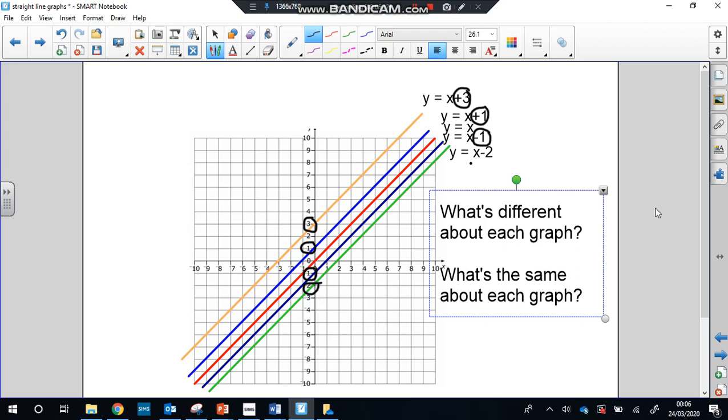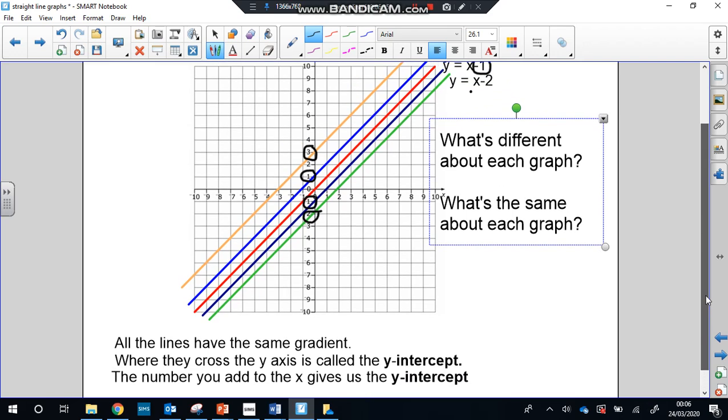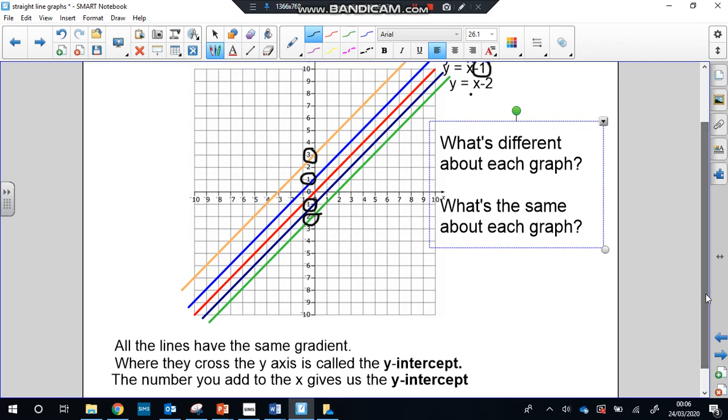Okay, so something to put in your notes. All the lines have the same gradient, so they're parallel. Where they cross the y-axis, so this bit here, is called the y-intercept. That's a key word again that we'll be using, y-intercept. And the number you add to the x gives us the intercept. So we talked about yesterday, the number you multiplied the x by was the gradient. So the number we're adding or subtracting is the y-intercept. So pause and get that copied down.